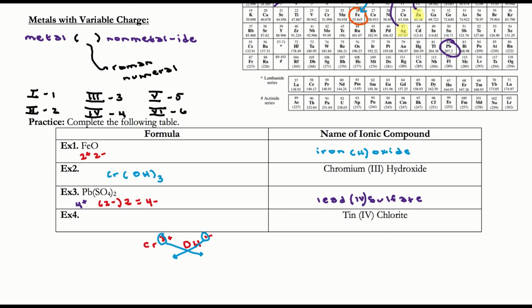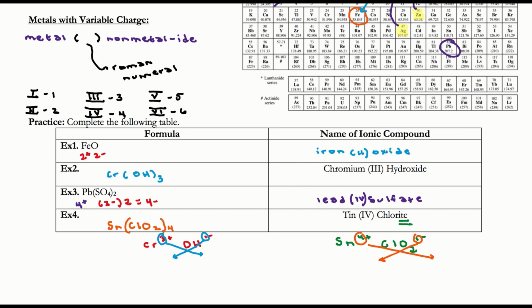Tin(IV) chlorite. Okay, so tin, I'm telling you in the name, it has a 4+ charge. Okay, chlorite, notice it's an ITE ending, and so that's going to be one of my polyatomic ions. So chlorite is ClO2, and it has a 1- charge. So when I go to cross my charges, this is going to be Sn, ClO2, and then I need to put the 4, but remember, I don't want to have 24 oxygens, I want to have 4 chlorites. So I'm going to put the chlorite in parentheses.